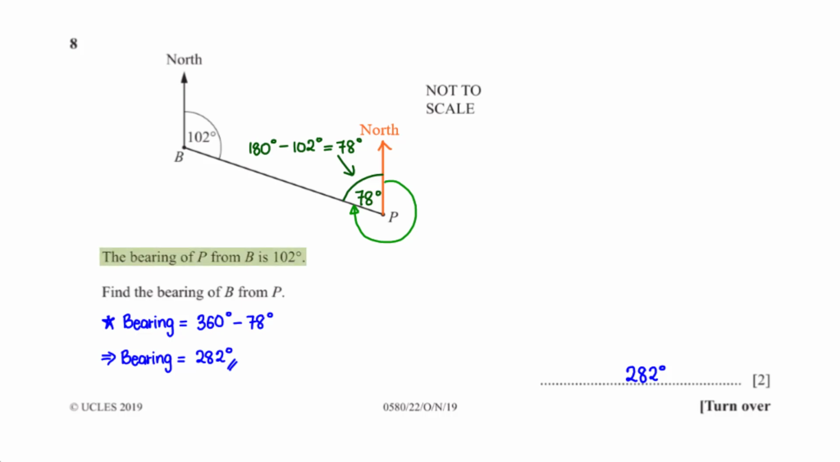The bearing of P from B is 102 degrees. Find the bearing of B from P. We've indicated the bearing of B from P with a green arrow. We've been given the bearing of P from B as 102 degrees. These two angles are interior angles, which means they add up to 180 degrees. So when we subtract 102 degrees from 180 degrees, we get this angle as 78 degrees. So now the bearing of B from P is 360 degrees minus 78 degrees, which is equal to 282 degrees.